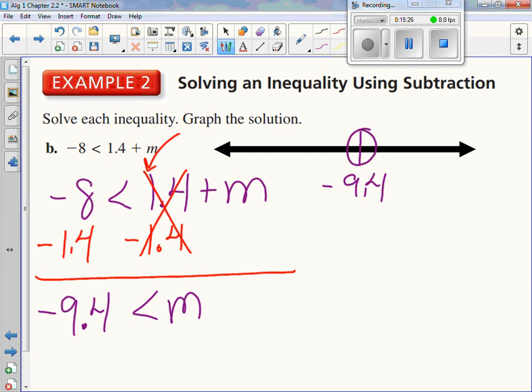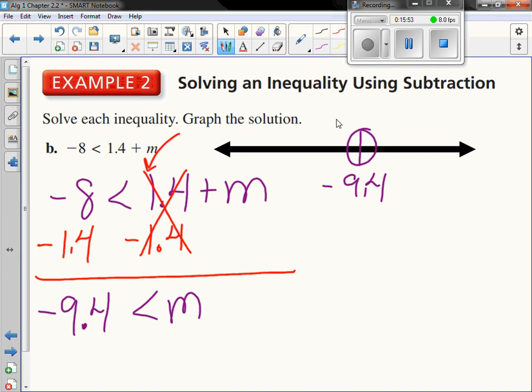Now, would the circle be opened or closed? Open, because it's not equal to. Now, would we shade to the left or to the right? So now you're probably going off of which direction this arrow is going sometimes, yes? That works if m, or the variable, is on the left. Is m on the left? No, so we can't necessarily go by which way it's pointing.